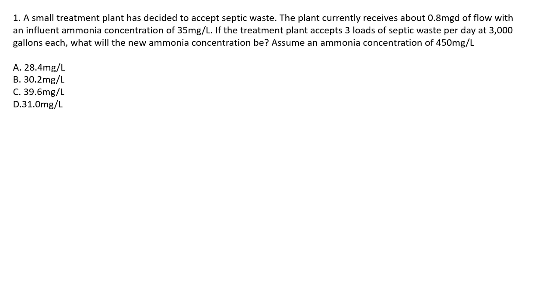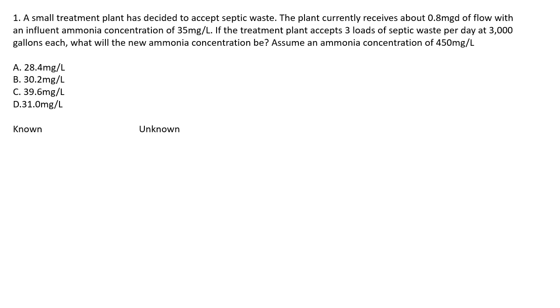Question 1 was: a small treatment plant has decided to accept septic waste. The plant currently receives about 0.8 mgd of flow with an influent ammonia concentration of 35 milligrams per liter. If the treatment plant accepts 3 loads of septic waste per day at 3,000 gallons each, what will the new ammonia concentration be? Assume an ammonia concentration of 450 milligrams per liter.